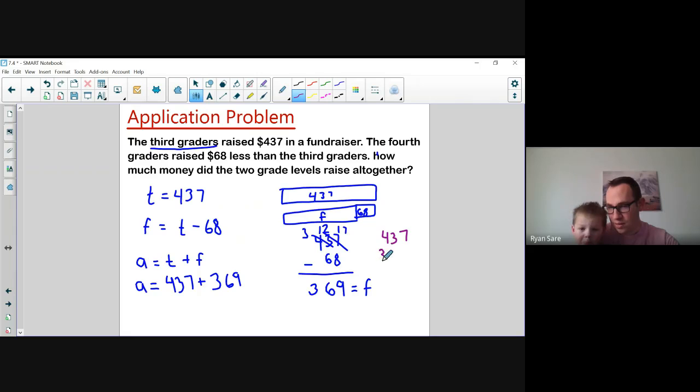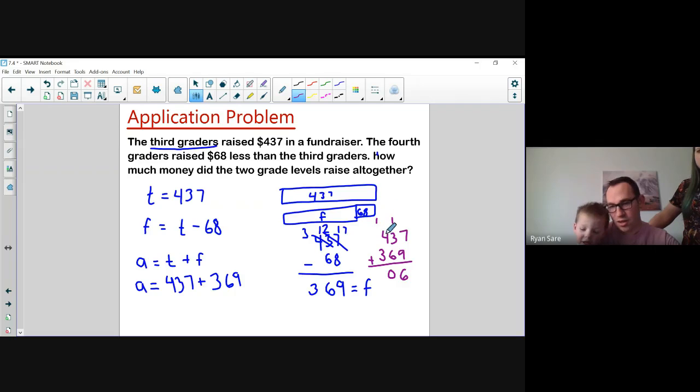What, did you want to do it? Yeah. Okay, do you know what 7 plus 9 is? 8. Close. It's 16. Yeah, good job. And then we write our exchange, and we're going to add 1 plus 3 plus 6. Well, those are going to make a 10. Did you know that? It's 10?